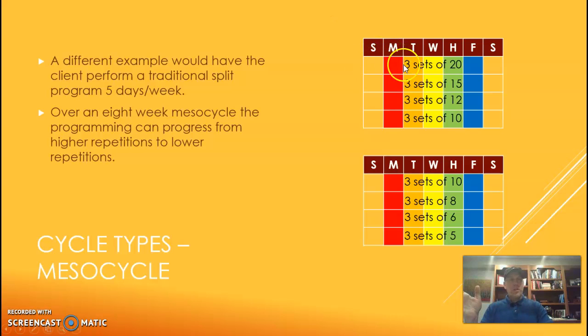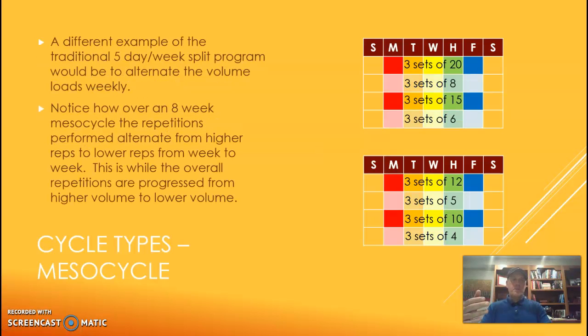But in week number 1, you're doing sets of 20. Week number 2, you're doing sets of 15. Week 3, sets of 12, 10. And then you come back into the next month and you do sets of 10, then 8, then 6, then 5. So you can look at this and go, this is a linear progression like we've talked about in other presentations, and you're doing higher volume here, lower volume here, even though you're doing the same exercises on each. The variable you've changed is the volume. It's still the same body parts.